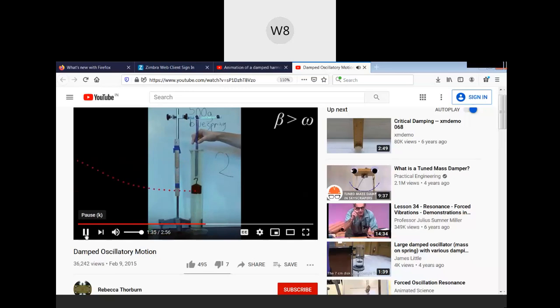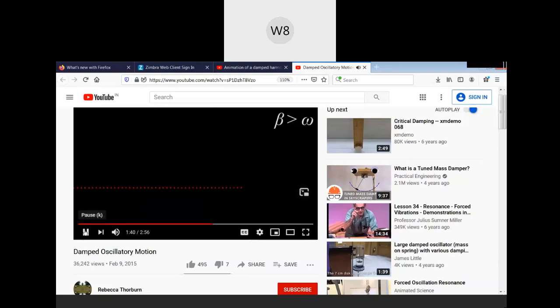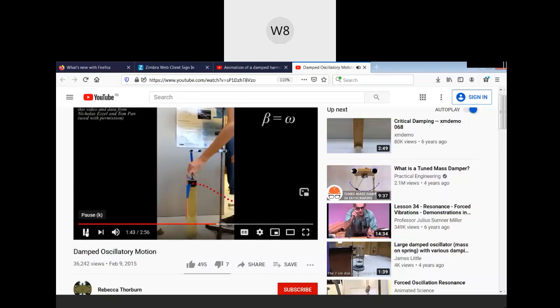If beta is greater than omega, so now we have another fluid which is a lot more viscous, very thick. That means it offers a lot more resistance to any object which is moving through it. So because of this, you can see that the mass very quickly comes to a standstill. That means it very quickly loses all of its energy to the surrounding liquid or fluid. The system is overdamped. In overdamped systems, the system returns to equilibrium without ever oscillating. If beta is equal to omega, the system is.